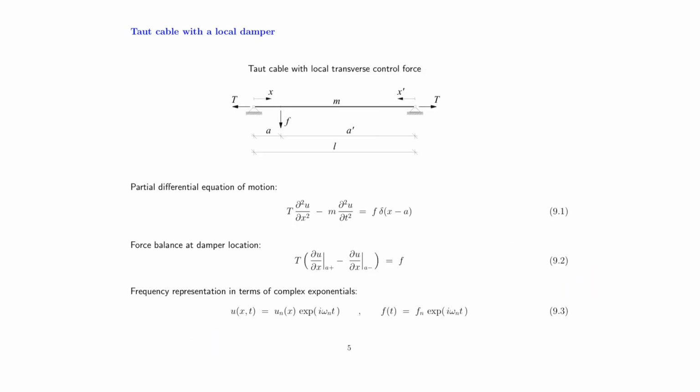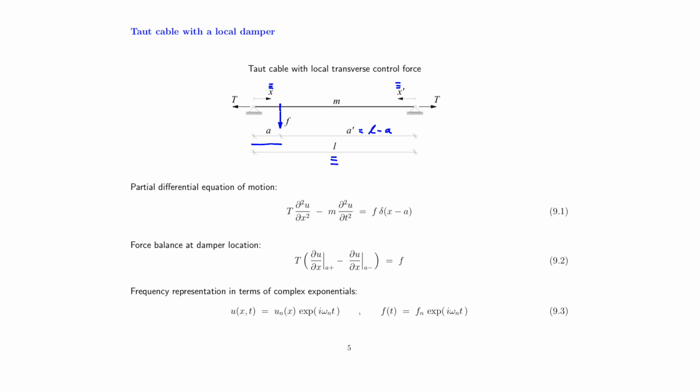Our mathematical problem is shown in the figure. So we consider that the damper force, that is defined positive downwards, is located close to the left support by a distance a. The total length of the cable is L, whereby a prime is equal to L minus a. For this cable, we will divide it into two parts. We'll divide it into a left part with a coordinate x, and a right part with a coordinate x prime that goes from right to left.